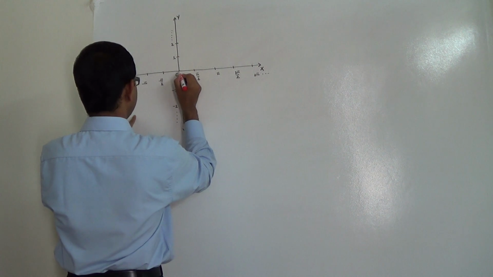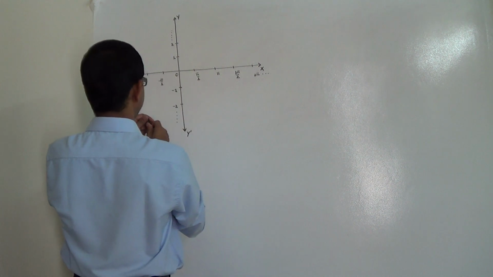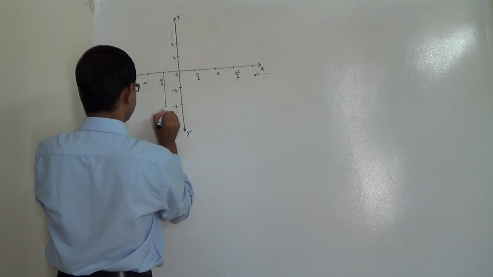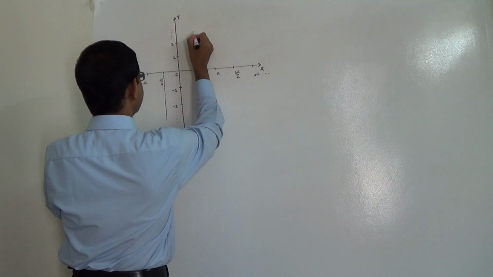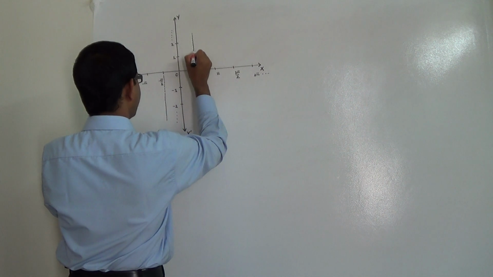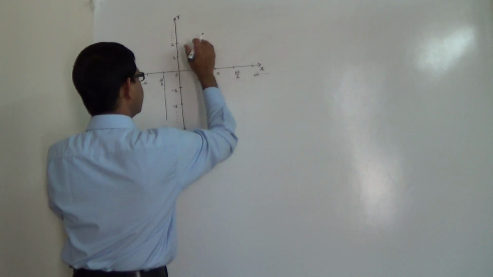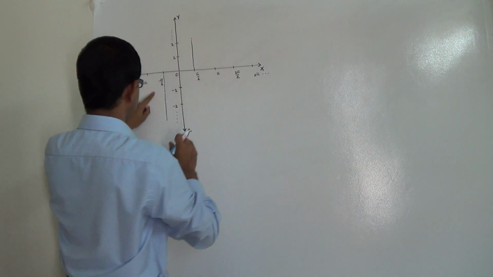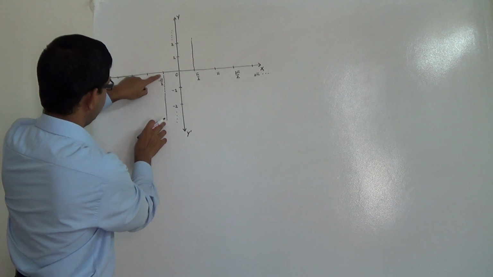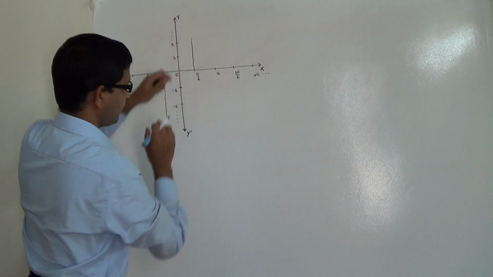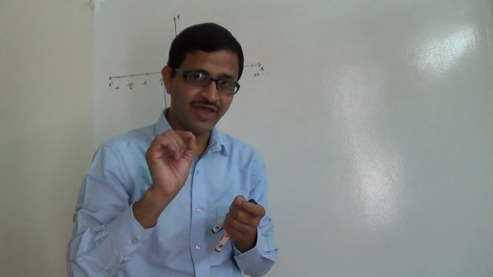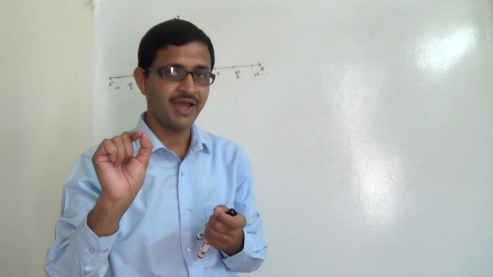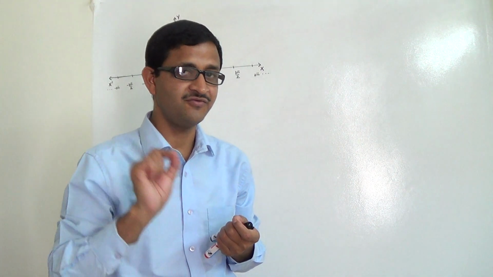Okay, so what is the value of tan 0? Tan 0 is 0. And what is the value of tan minus pi by 2? It is undefined. And what is the value of tan pi by 2? It is also undefined. So these are the lines, x equal to minus pi by 2 and x equal to pi by 2. So the point is that the value of tan 0 is 0, the value of tan pi by 2 and tan minus pi by 2 both are undefined.